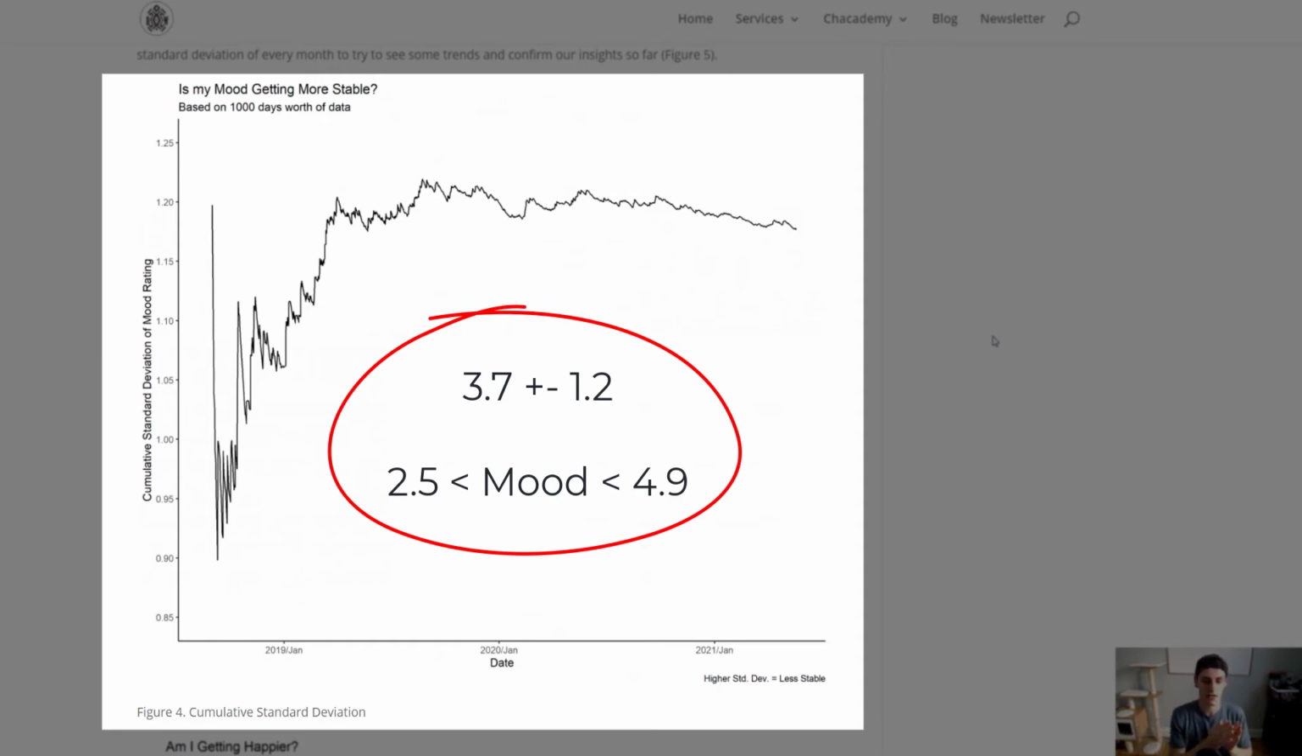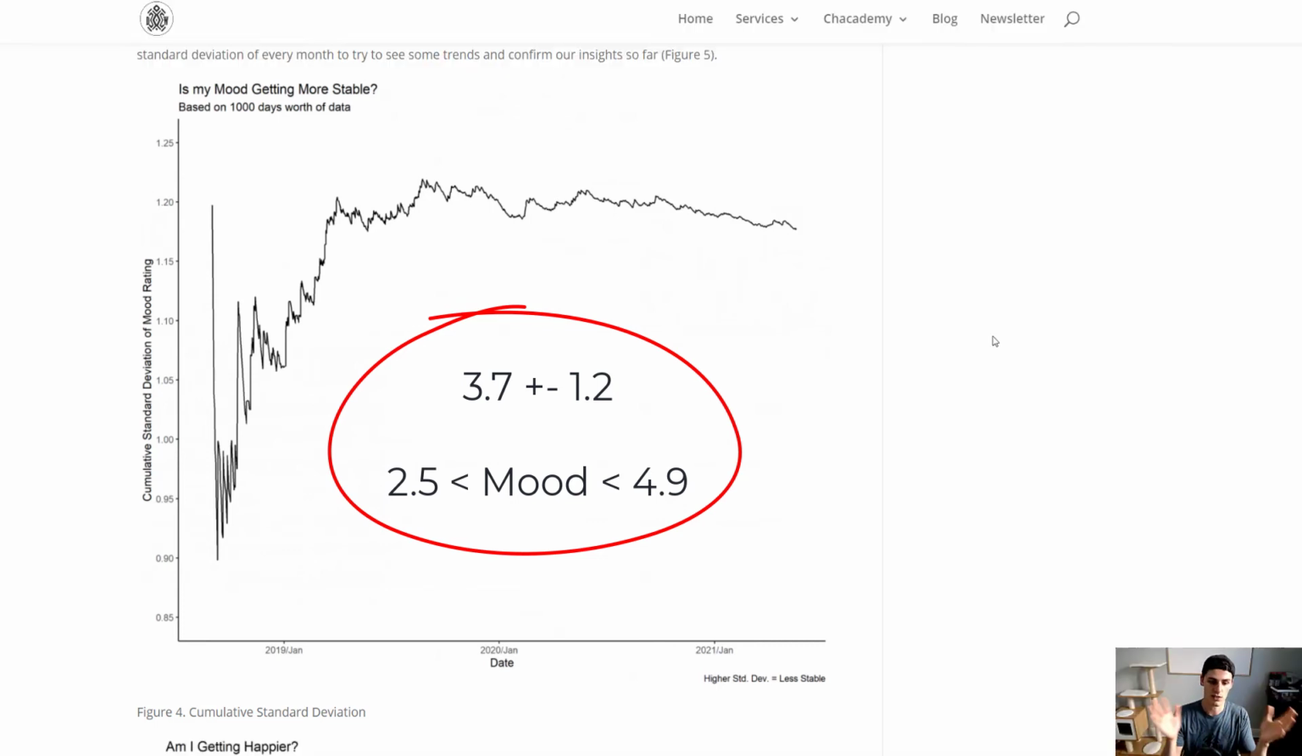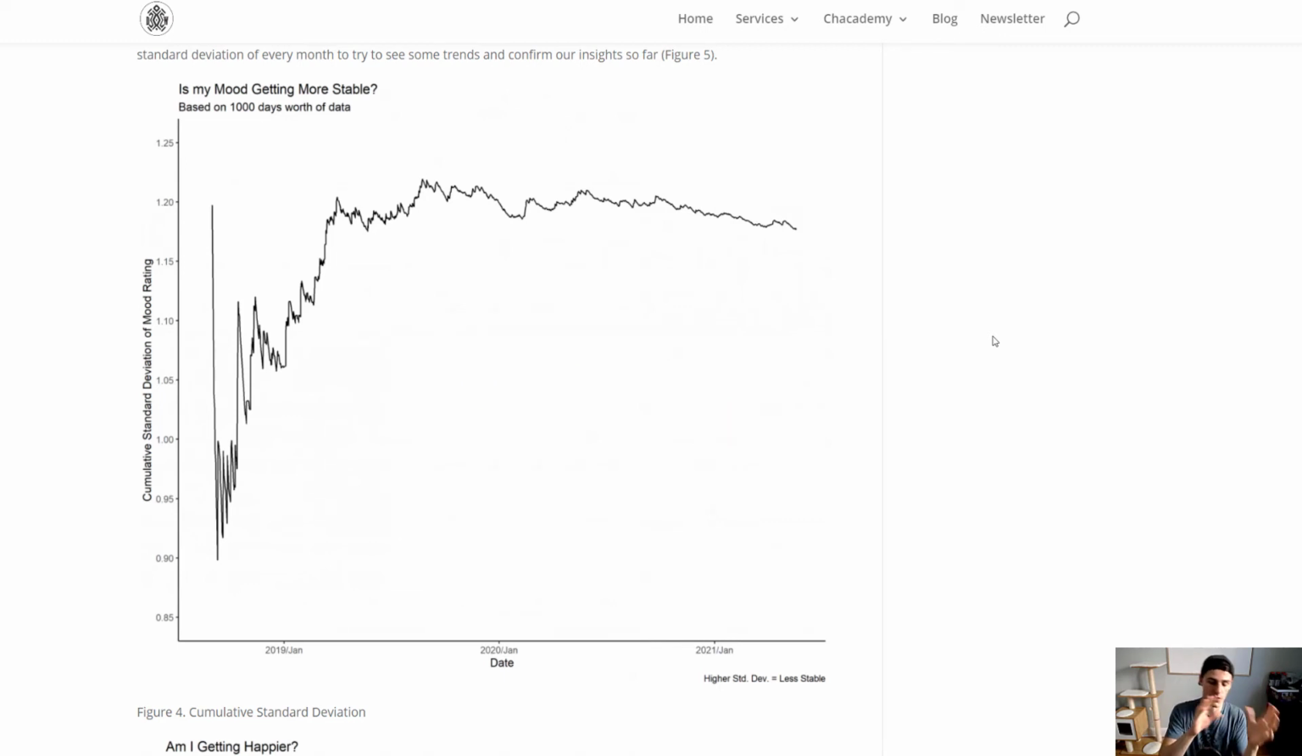So basically I can go up to a 4.9, and I can go up to a 2.5. So most of my entries are between a 2.5 and a 4.9, which makes sense intuitively if we go back to the distribution, where most of my days were a 4 or a 5, right? So that makes sense. So now you can dive deeper into the question, am I getting happier?